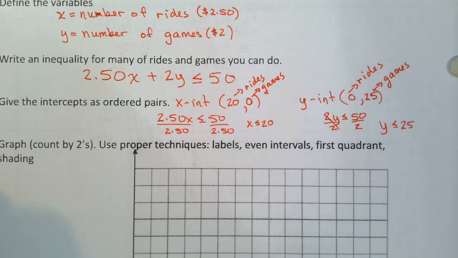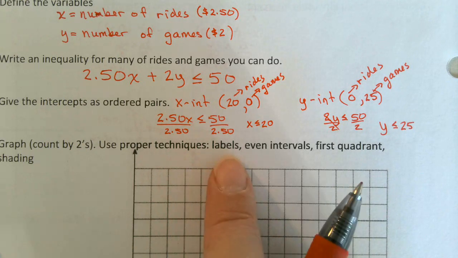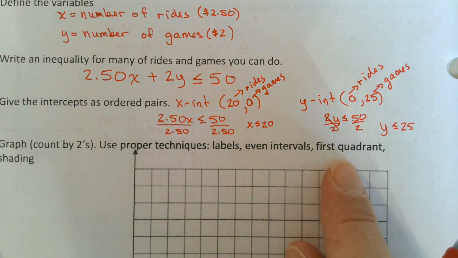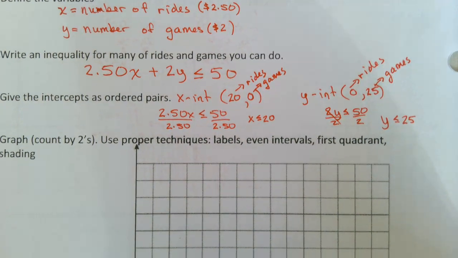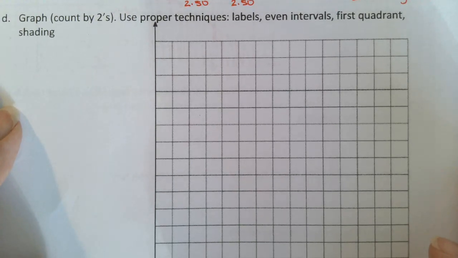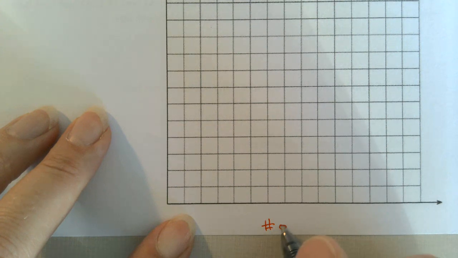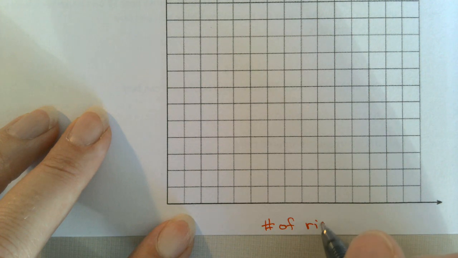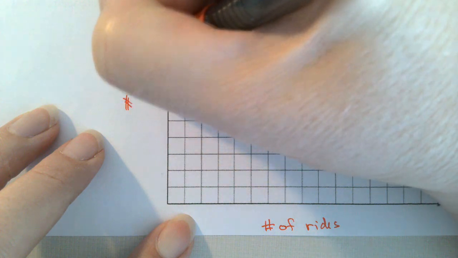Okay, so I have some hints for you to help you with graph. Use your proper techniques like labels, even intervals, only in the first quadrant, and don't forget to shade. So here's my information. And down here, I am going to have to label this. So I'm going to have to squeeze this in. This is number of rides. This is number of games.